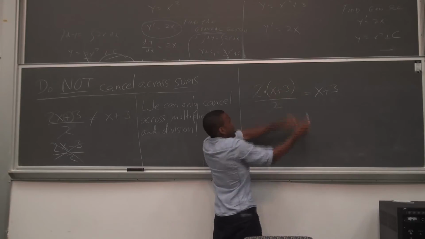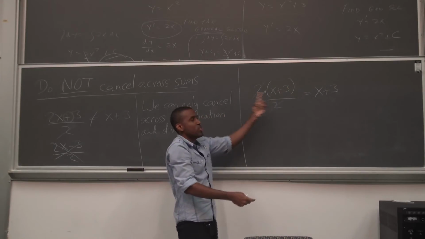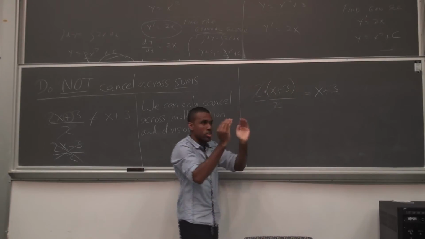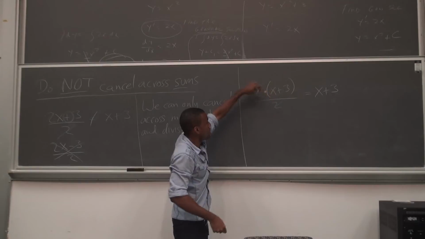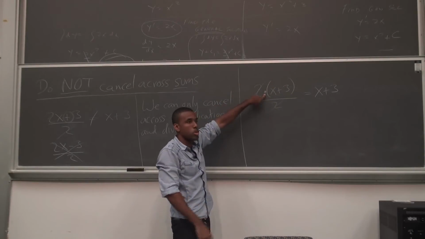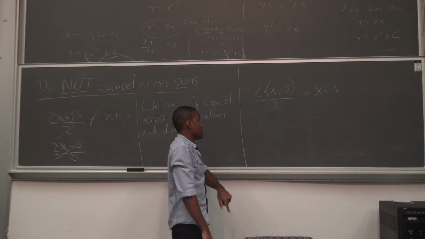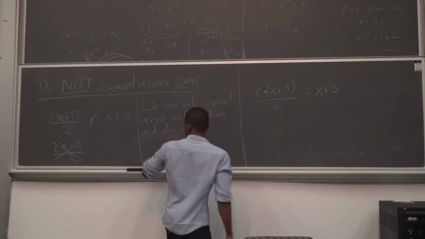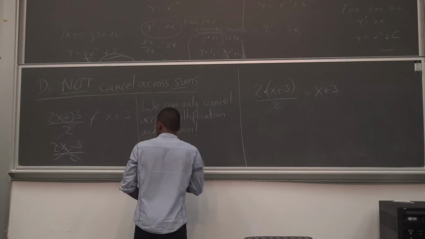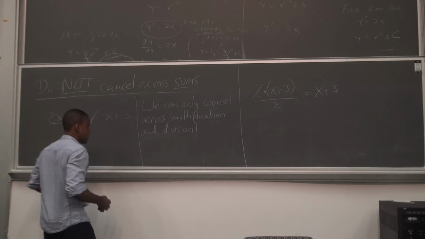So you're going to see this, and you're like, I can't cancel because there's a sum. No, you need to remember how algebra works. It's in brackets, you think of it as one term. So there are 2 terms in the top, 2 multiplied by this guy, and you can cancel the 2's because there's a multiplication. So that is a valid move. This is invalid, very costly. So don't do anything like this.